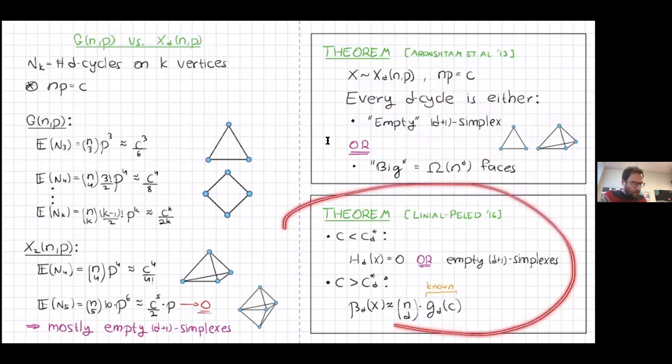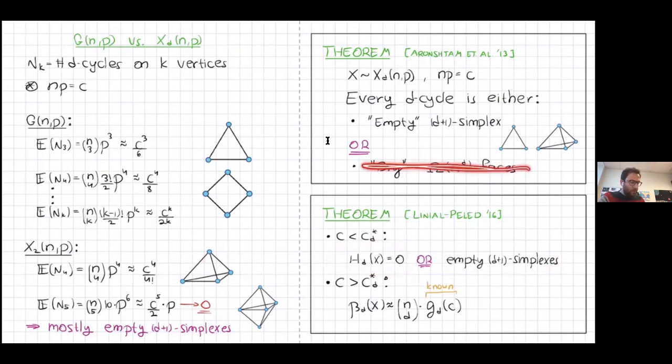And the theorem proved later by Linial and Peled is the following. There's a formula for how to find those thresholds, and you can show that the Dth homology below the threshold is either empty, or it consists of, again, those D+1 simplexes. So if you're below the threshold, you rule out the big-faces option. Below the threshold, you don't have any big faces. So the only thing you're left with are the boundaries of D+1 simplexes. And then you can also derive a Poisson limit for that and so on.